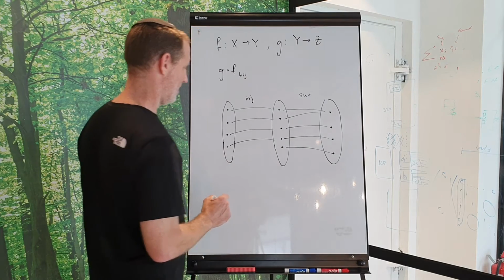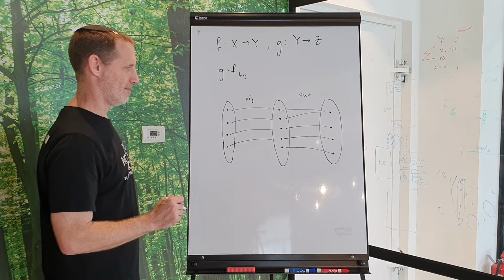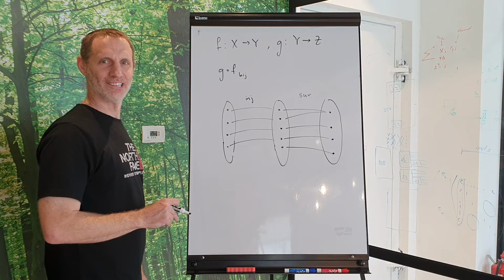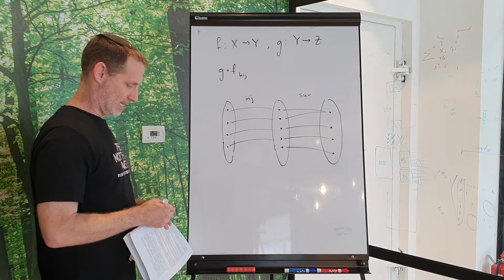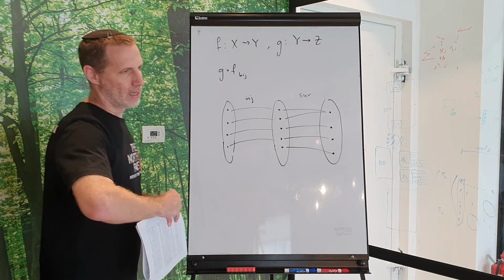Maybe let's give some input. It's X again, and Z. X and Z have to be the same size. Every x must have a y. It can't be bijective any other way.